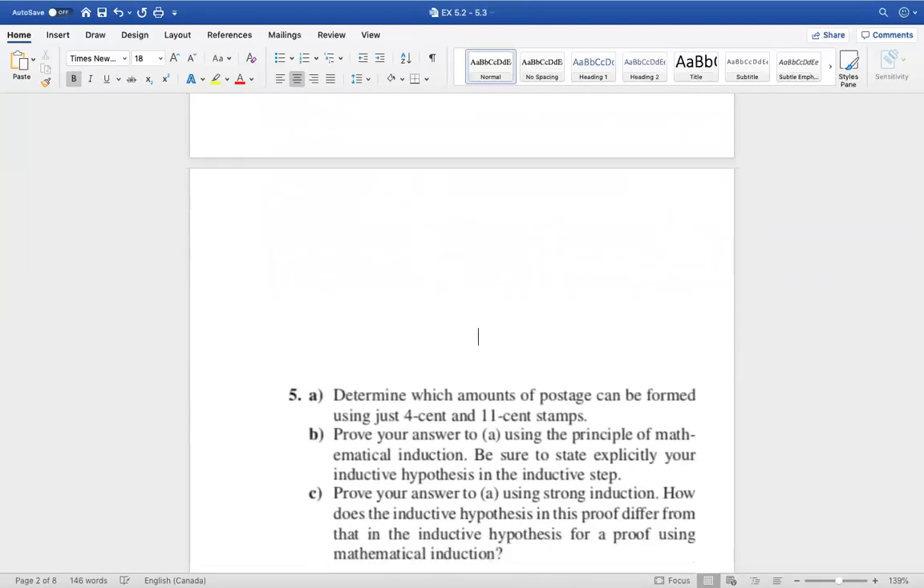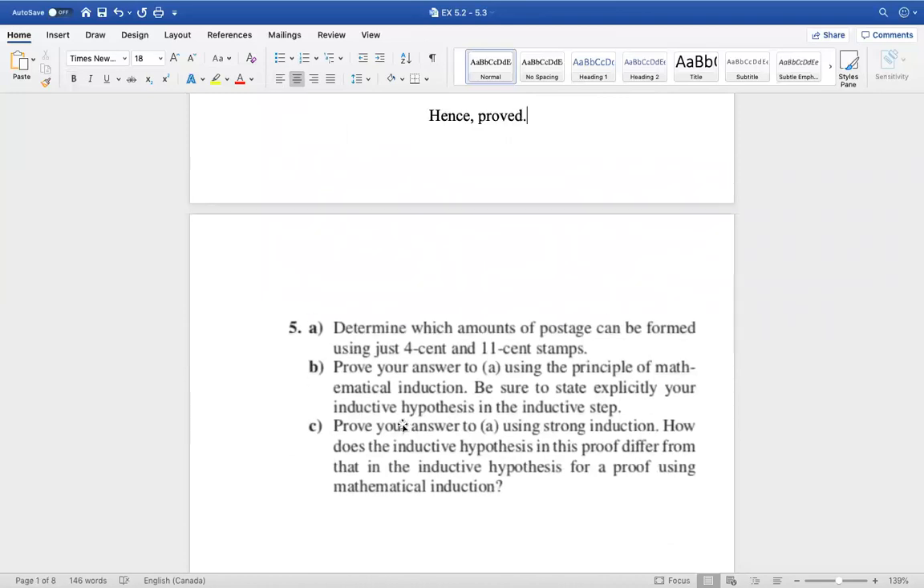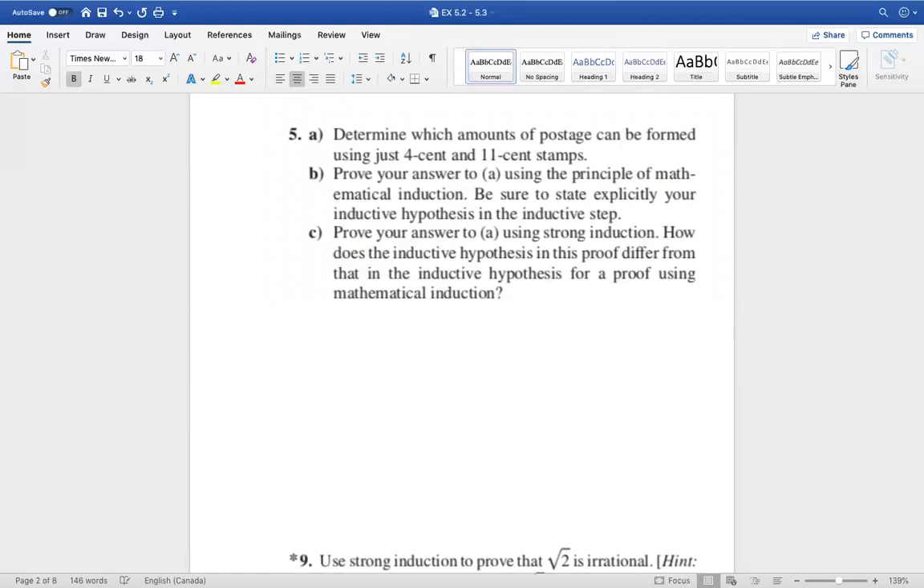Let's take another question. So in question number 5 here, we are supposed to determine which amounts of postage can be formed using just 4-cent and 11-cent stamps. Okay. So here we have part A. Which amounts of postage can be formed? We have 4-cent stamps and 11-cent stamps, and we want to know which amounts of postage can be formed.